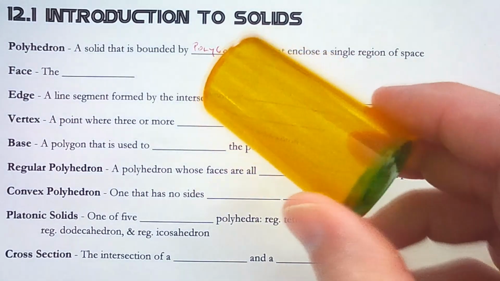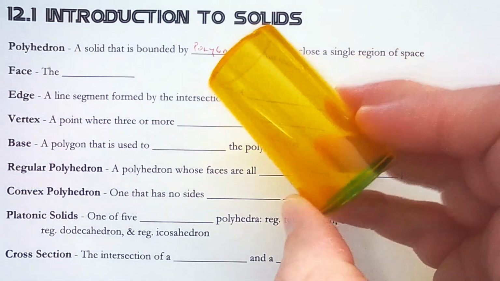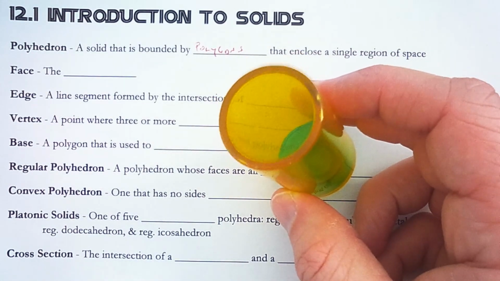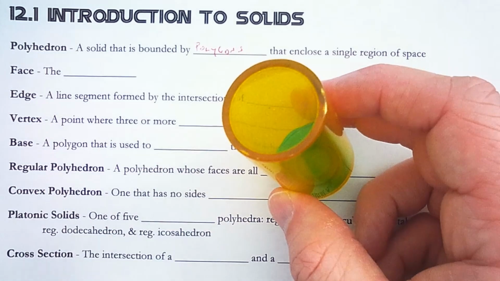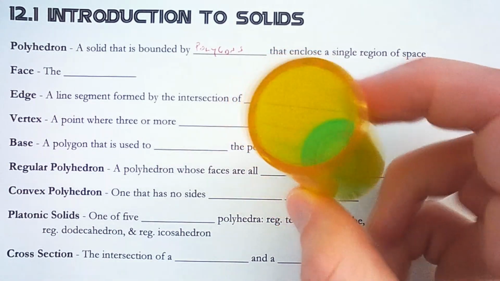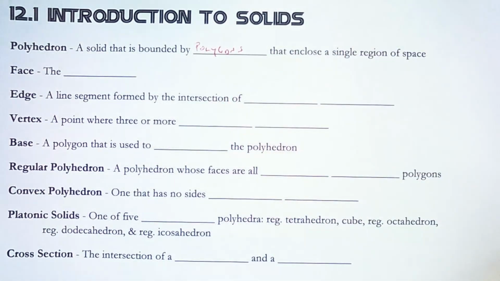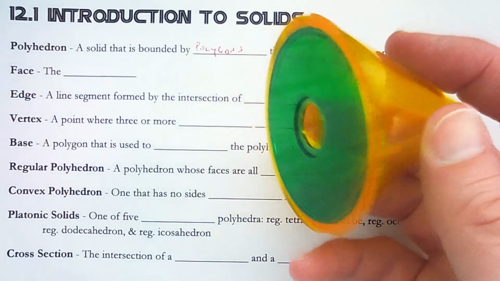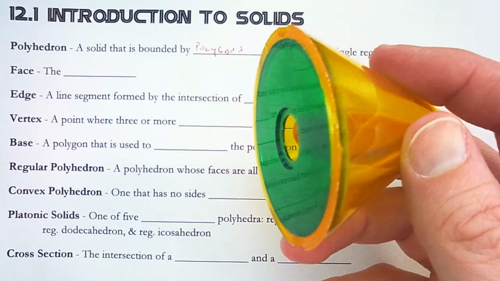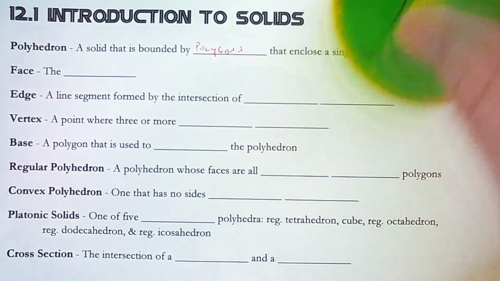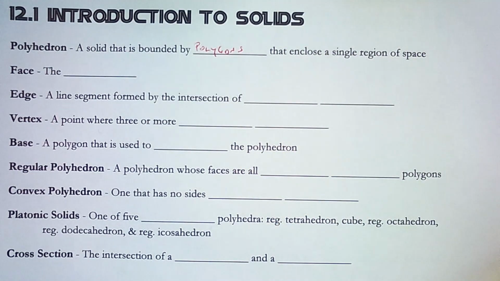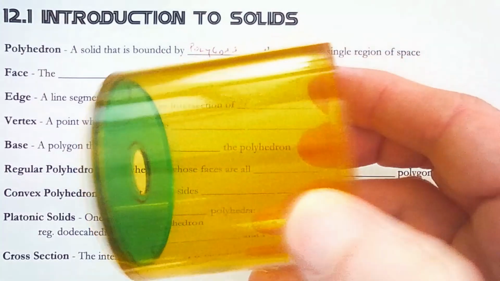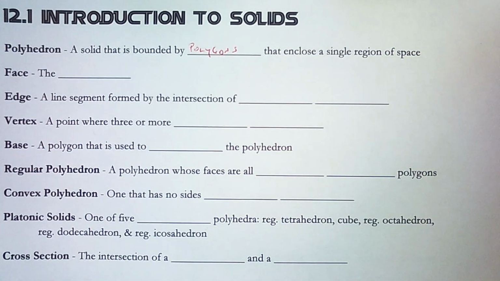Okay, so it's still a geometric solid, but you notice that this one has some things on it that are not polygons. This circle is not a polygon, so this is not a polyhedron. Okay, so then I've got a cone. So a cone has a base that is a circle. That is not a polygon, so a cone is not a polyhedron. Here is another cylinder. It's got circular bases, so it's not a polyhedron.